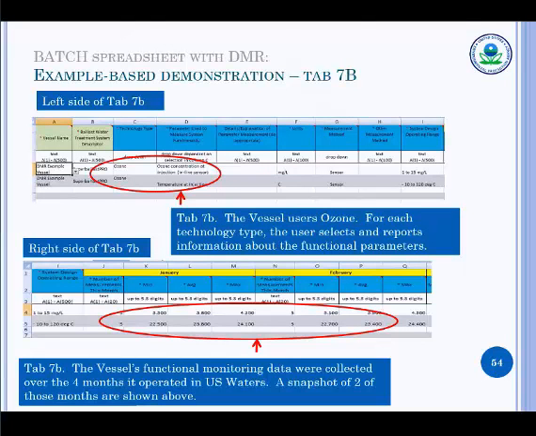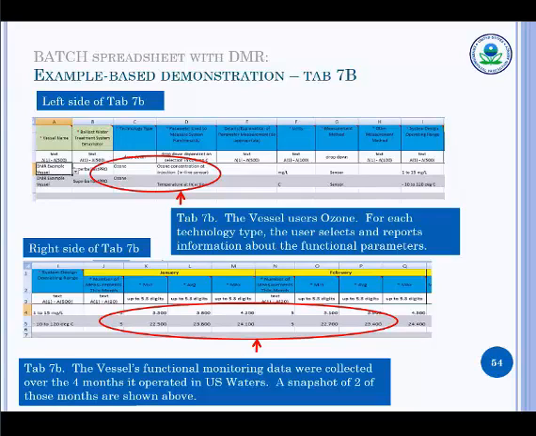Tab 7B is where you enter the functional monitoring results for ballast water treatment systems. And let me stress that I believe this is going to be the trickiest of all the tabs on the spreadsheet. If you recall, the permit requires vessels with ballast water treatment systems to monitor and report data on the physical and chemical performance characteristics of the treatment system.